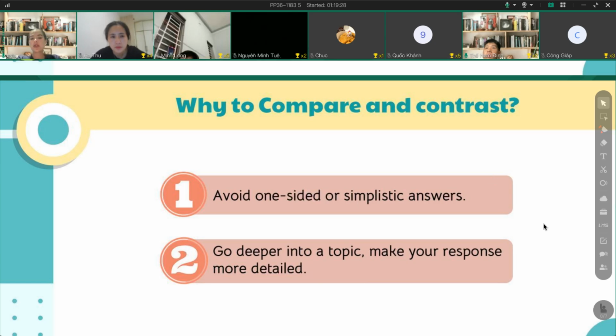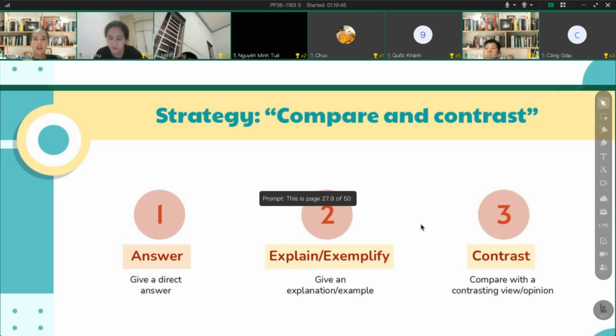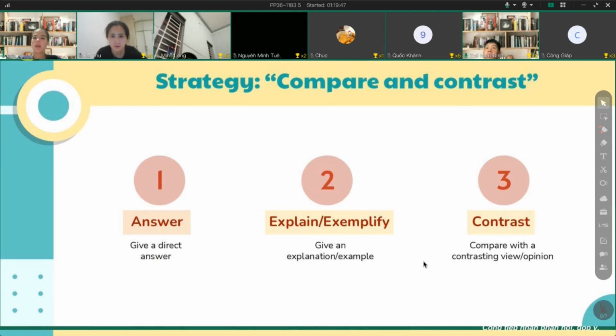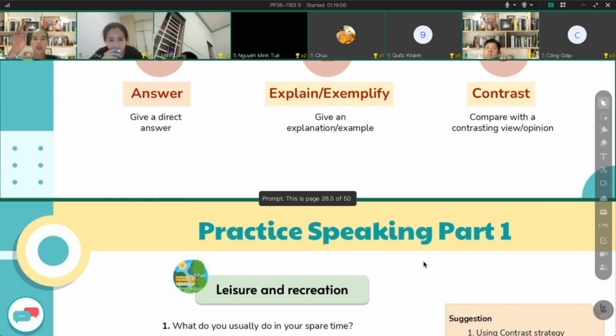Why compare and contrast? Number one is to avoid one-sided or simplistic answers. It makes it more interesting, gives more information, and shows that you have better understanding. Number two, go deeper into a topic and make your response more detailed. Strategy, compare and contrast: number one is answer, give your direct answer. Number two is explain. And number three is compare with a contrasting view or opinion. So contrast means opposite.